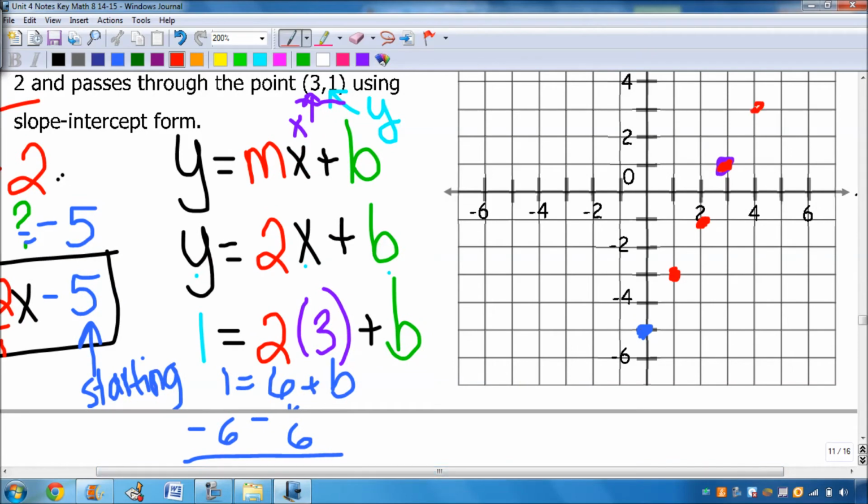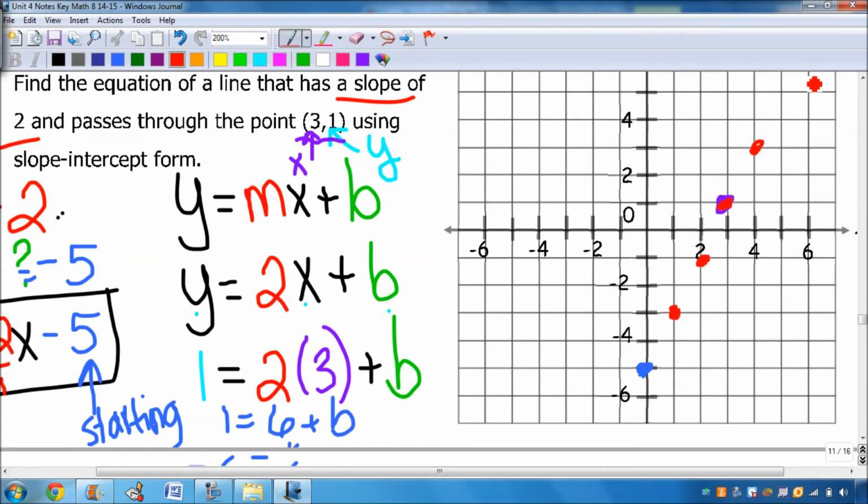I'm going to keep going, just so I can have a bunch of dots, all right? And then with your ruler, you're going to connect your dots, draw your arrow on your line. Do not forget to do that. Also, do not forget to write your equation on your line. So y equals 2x minus 5. Now I'm done. I know it has a slope of 2 and it goes through the point 3, comma 1.